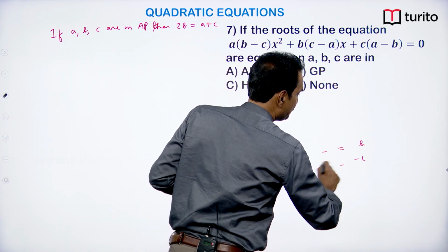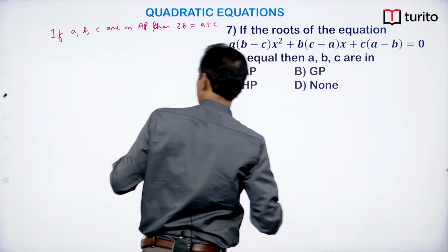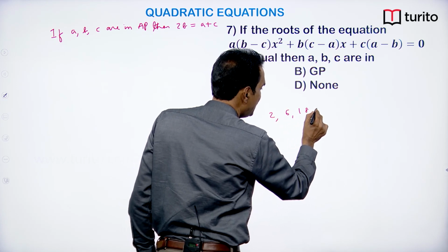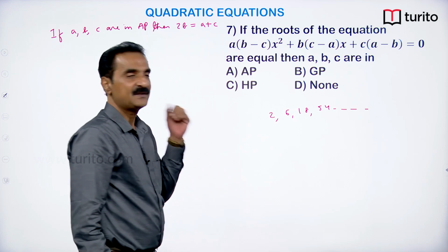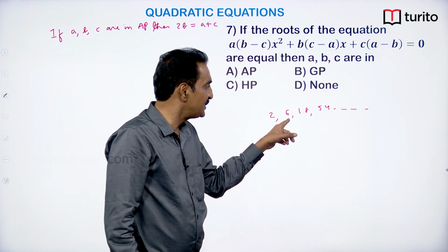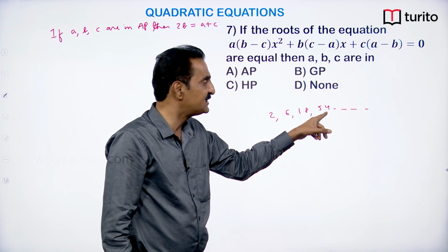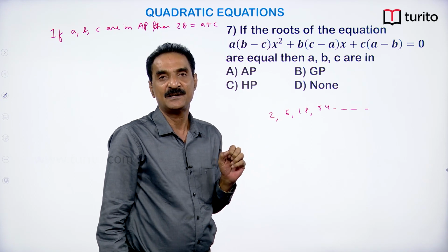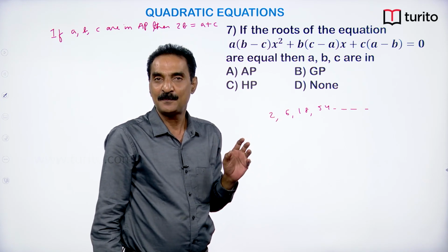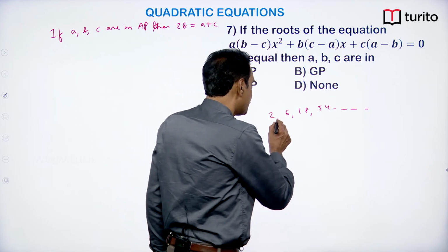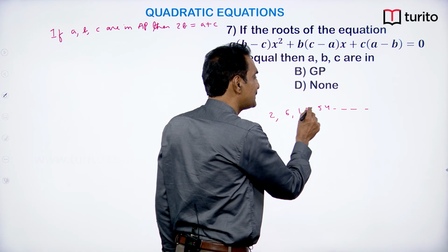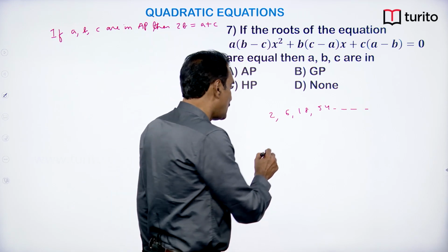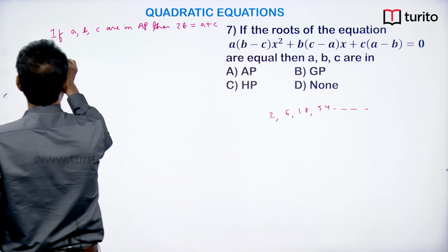For example, if you take a sequence 2, 6, 18, 54 and so on, what is the nature of the series? 2 into 3 is 6, 6 into 3 is 18, 18 into 3 is 54 and so on. That means ratio of any two consecutive terms is constant. This kind of series is called geometric progression or GP. Now, 6 by 2 is equal to 18 by 6 is equal to 54 by 18, that is called common ratio of the GP.